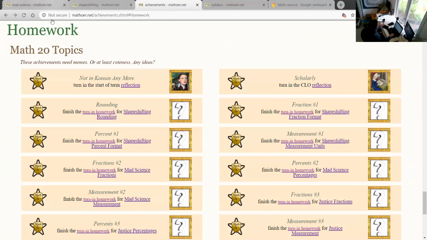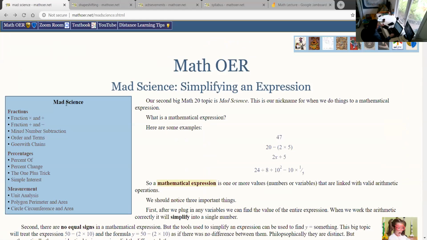Anyway, for mad science, things are due the class after no one has questions about them. So since we just did have a question about fractions, we don't have a due date for that yet. If there were no questions about fractions, it would be due next class, but that has not happened yet. And that makes sense because we haven't even finished it, right? We're still on mixed number subtraction as far as our progress.